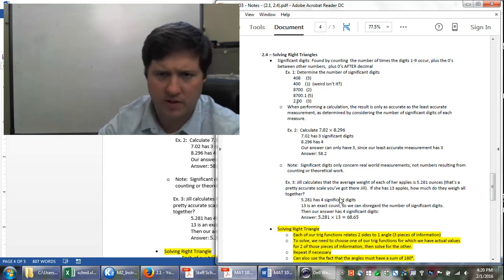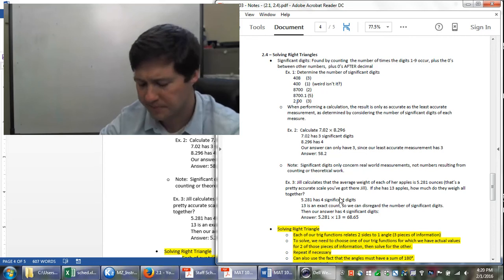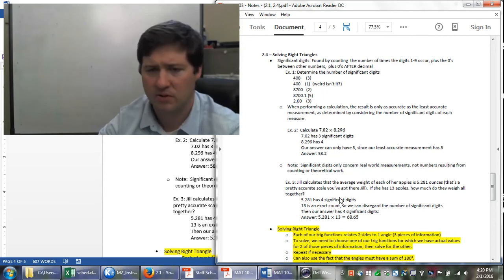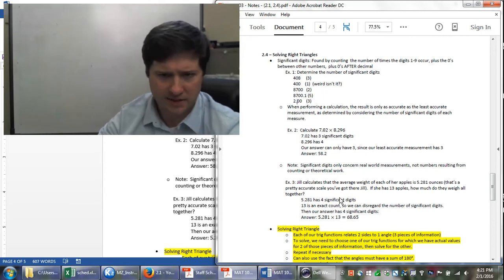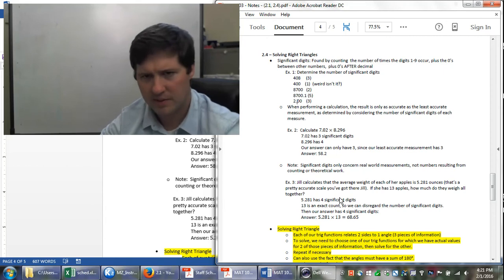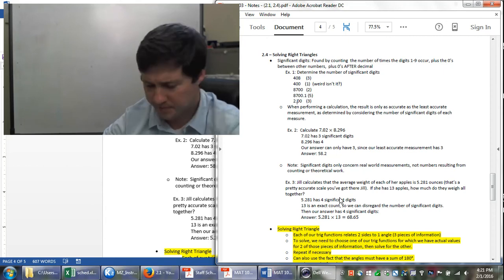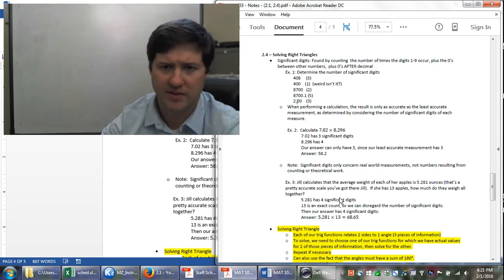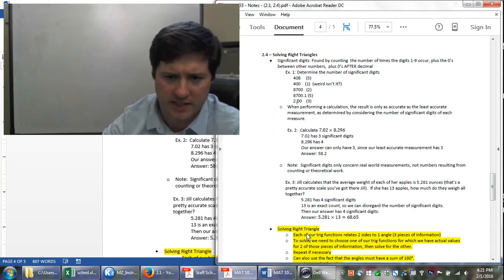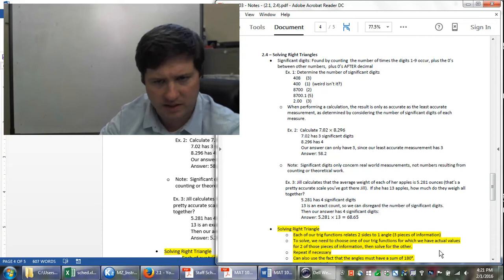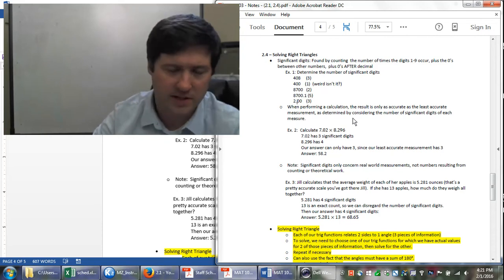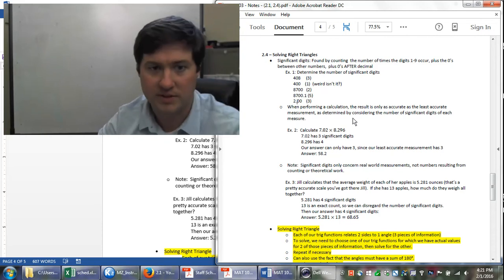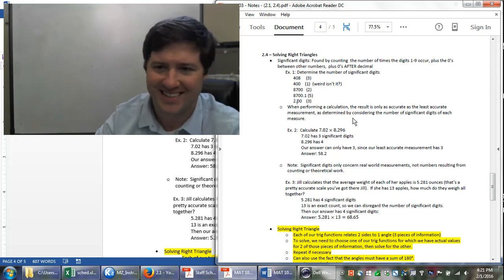Okay. 8700, again, only has 2. We only count these 2 digits. We don't count the 2 zeros. Whereas 8700.1 has 5 because these zeros occur between 2 other digits, the 7 and the 1. And finally, 2.00 has 3 because those zeros occur after the decimal place. So those cover all the basic examples you could see. Just make sure you're comfortable with that.